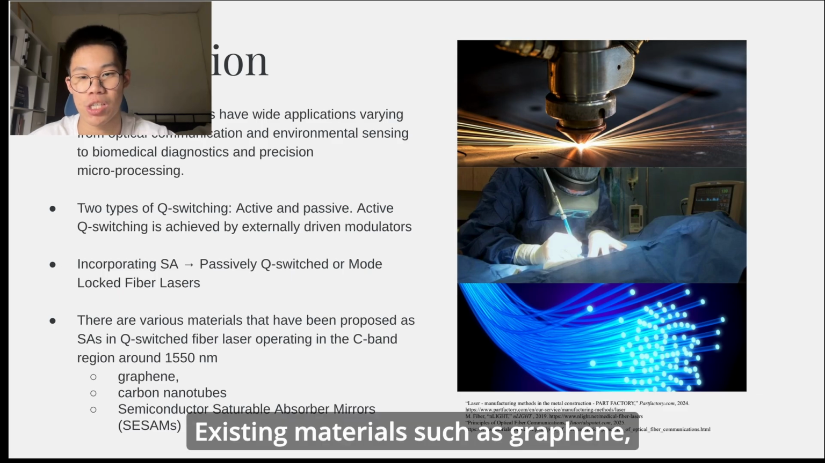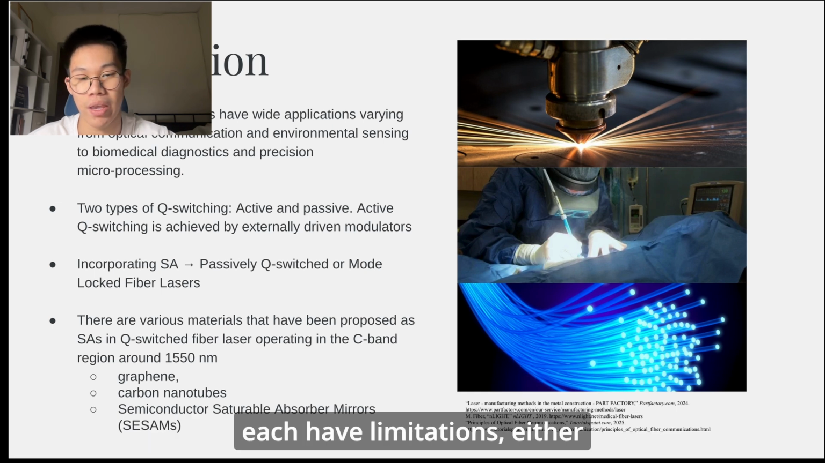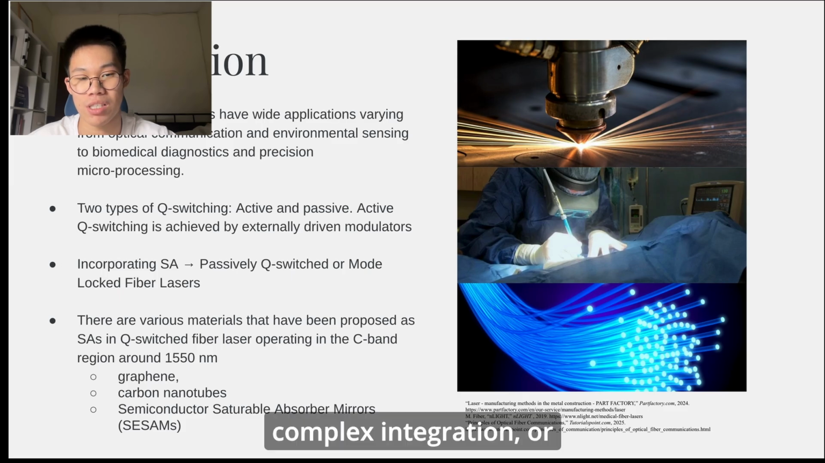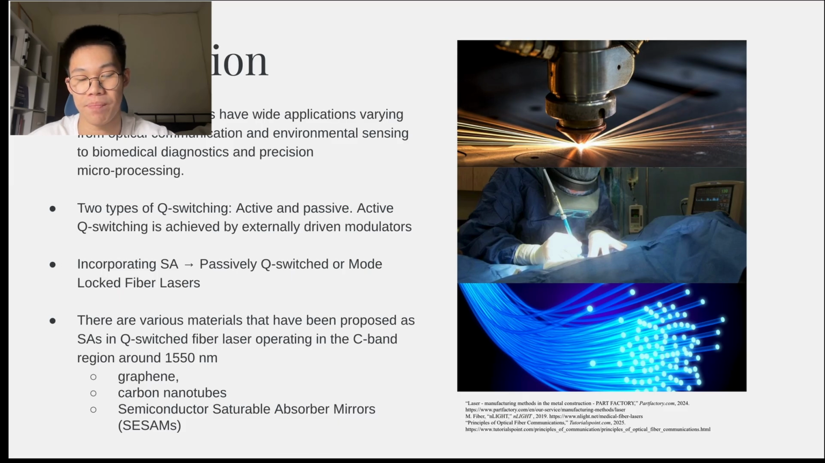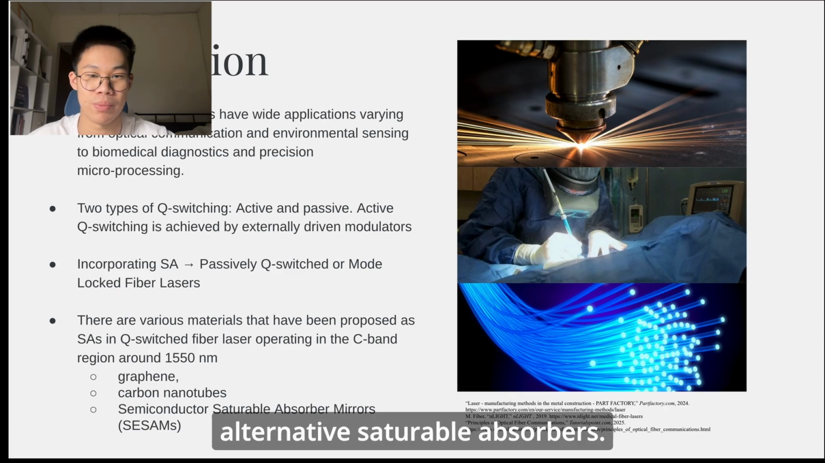Existing materials such as graphene, carbon nanotubes, and semiconductor saturable absorber mirrors each have limitations, either high fabrication costs, complex integration, or limited stability. Therefore, there is a clear need for alternative saturable absorbers.